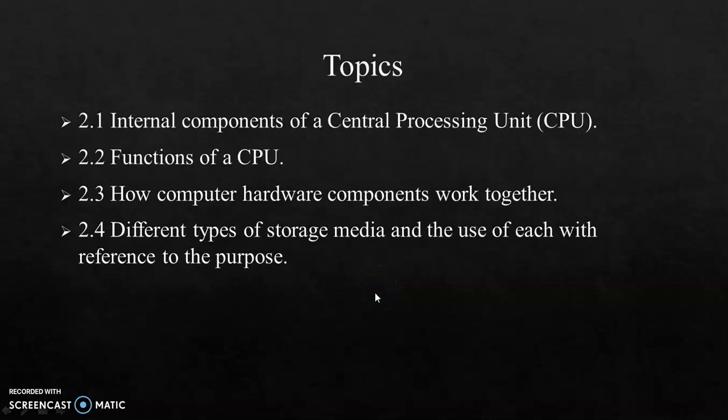In topic 2.1, internal components of the central processing unit. 2.2, foundation of the CPU. 2.3, how computer hardware components work together. 2.4, different types of storage media and the use of each with reference to the purpose.